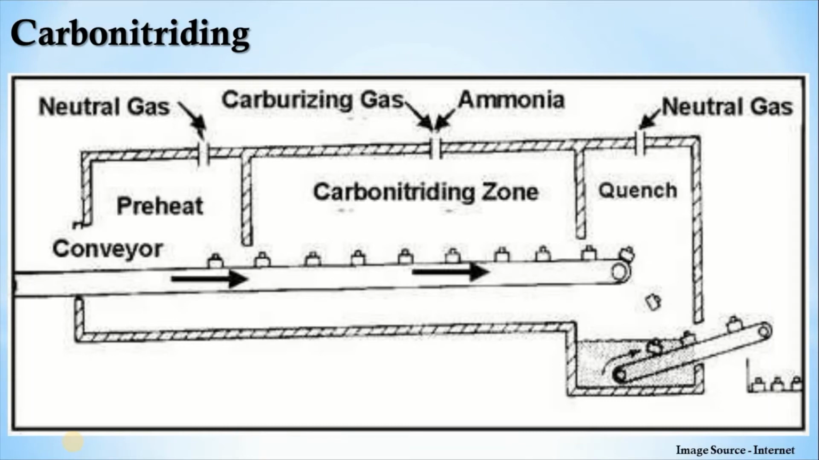So you can see on the conveyor the parts are kept, and first it is preheated with a neutral gas, then ammonia with the nitrogen and carburizing gas is passed in this carbonitriding zone, and then it is quenched with natural gas, and then we are getting the final case hardened surface.